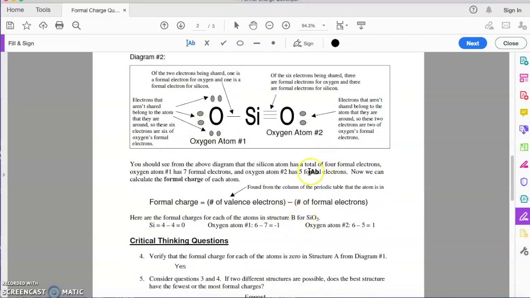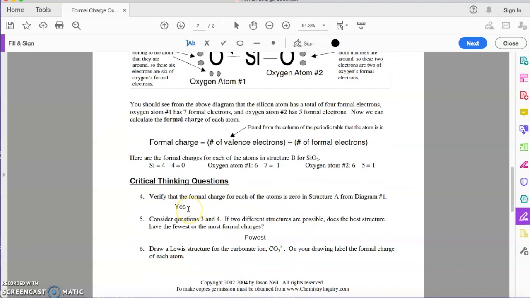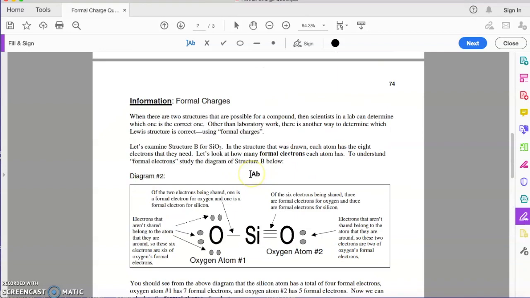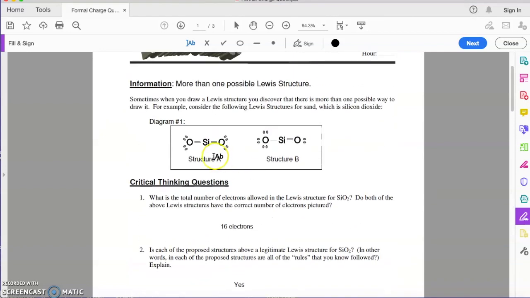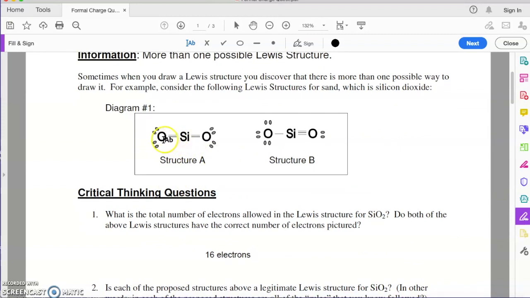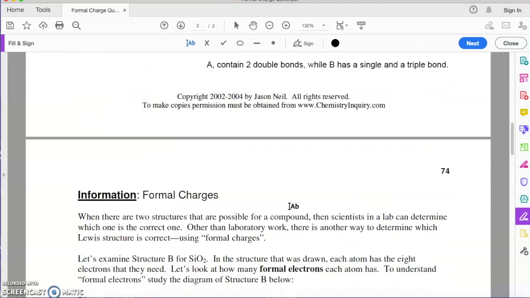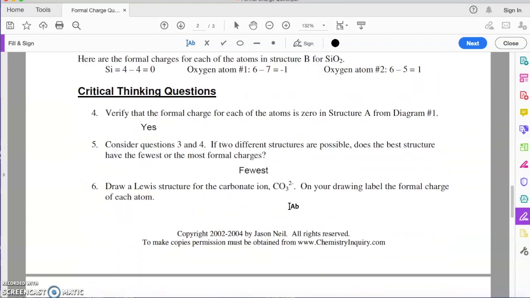So these oxygen 1, oxygen 2 have a formal charge to them, which we don't want. So if we don't have a formal charge, then we want to make sure that it's 0, as in structure A. So let's look at structure A. Oxygen has 2, 4, 6. 6 minus 6 is 0. Silicon's still 0. This oxygen, 1, 2, 3, 4, 5, 6. 6 minus 6 is 0. All zeros. Structure A is better because it has no formal charge in any of the atoms.